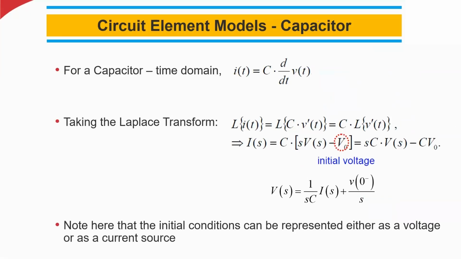Now we will see the capacitor. What is the capacitor? For a capacitor, the time domain representation is i(t) = C times dv/dt of v(t). So this is nothing but the input voltage v(t). We are differentiating the input voltage with respect to time and multiplying with the capacitance value.